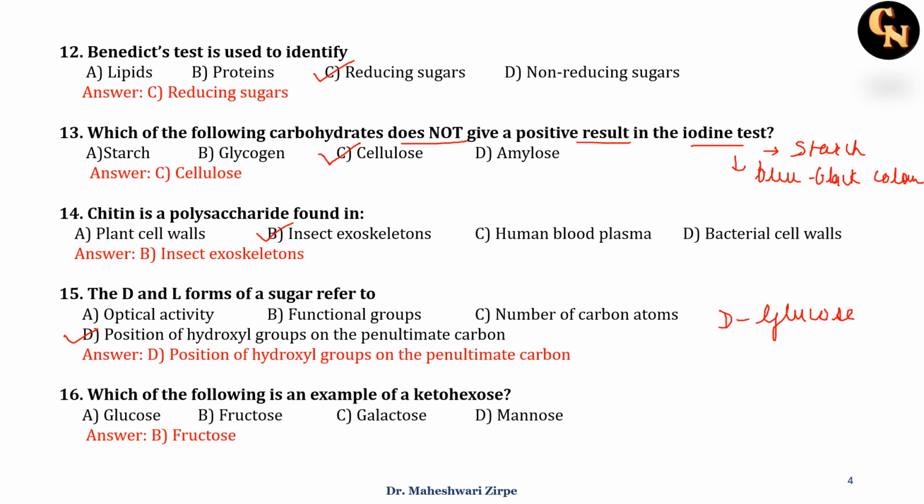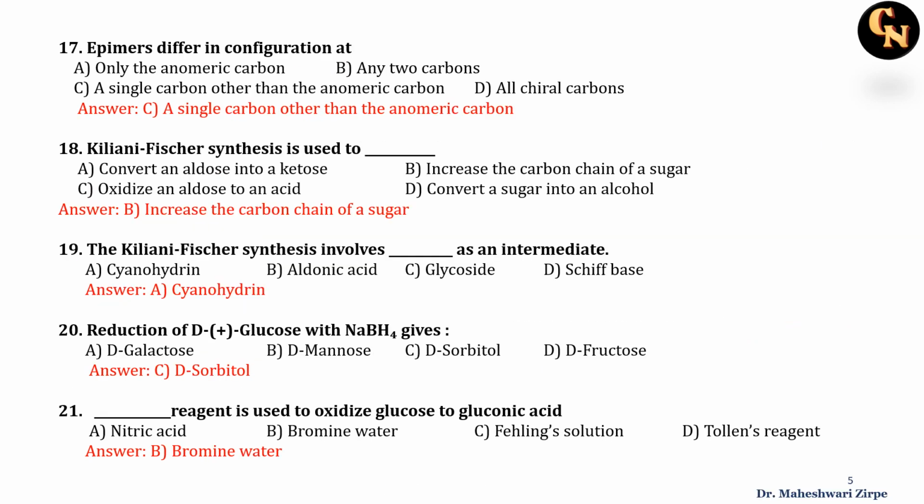Next is which of the following is an example of ketohexose. So ketohexose is a hexose, so it is a ketone having C double bond O group, that is keto group. Hexose means 6 carbon chain having keto group. So basically if you see the options, fructose is the one which is having 6 membered ring with ketone group on the second carbon. Okay, so let us go to the next one.